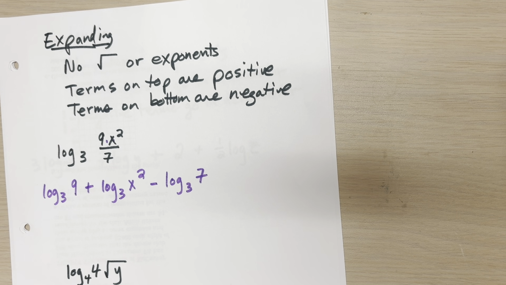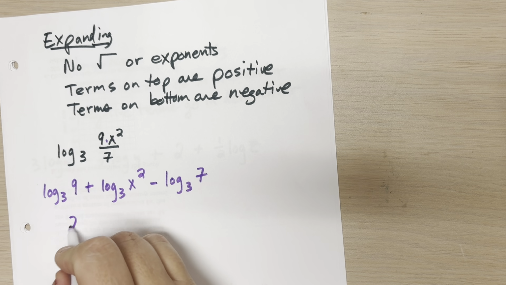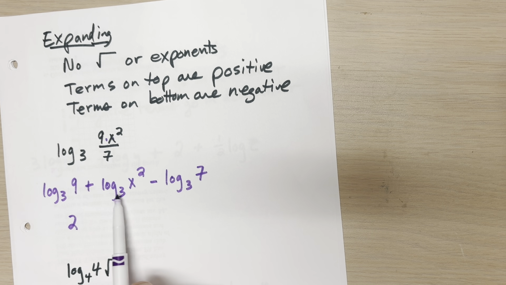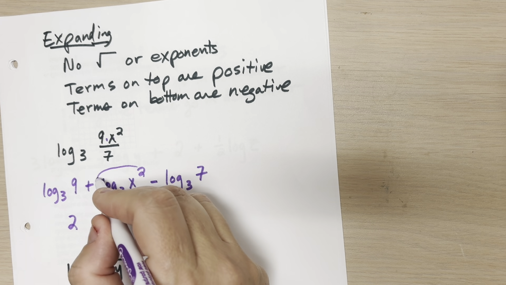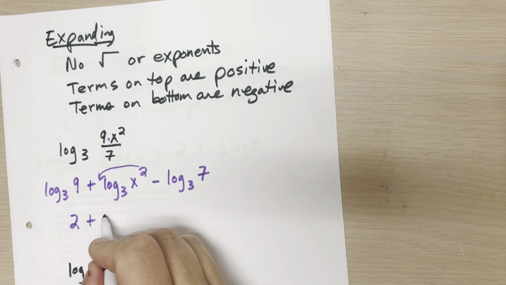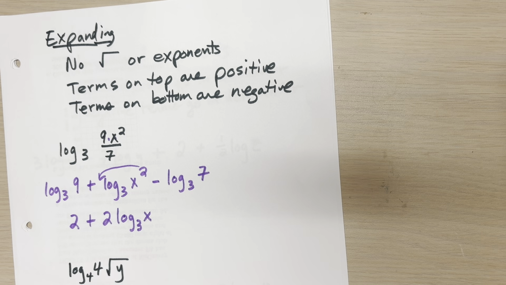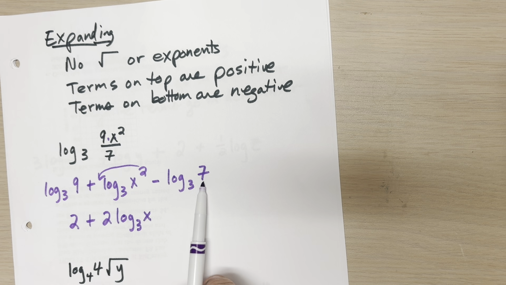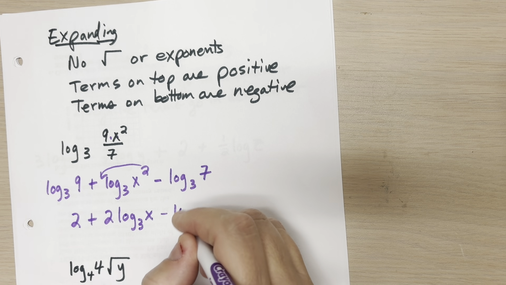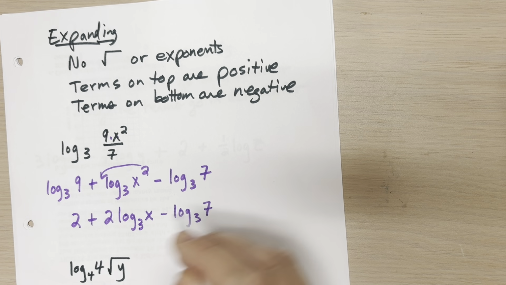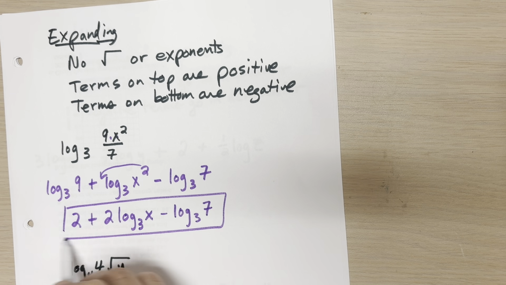Once you've split it up, now you can go ahead and simplify where you can. Log base 3 of 9 is 2. Log base 3 of x squared, I want to take that squared and bring it down front. This becomes 2 times log base 3 of x. And then this would just give me an ugly decimal. I'm going to leave that alone. Minus log base 3 of 7. And that's that.